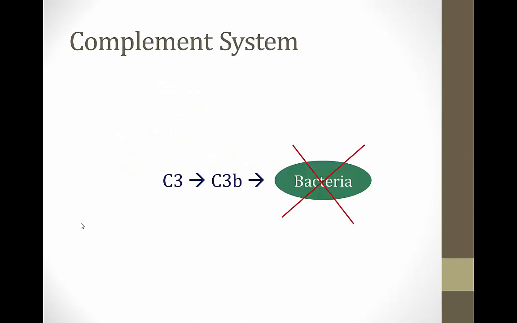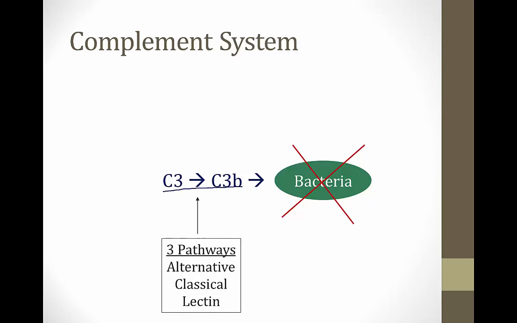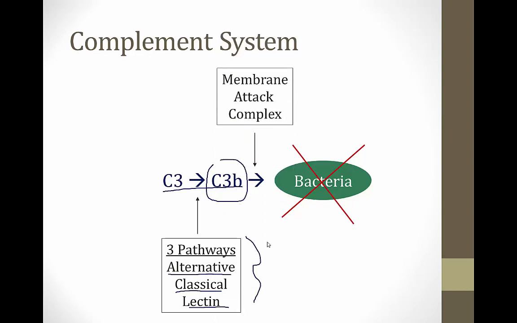The complement system can be hard to remember and even to understand as a medical student. My suggestion for the way to do this is to think of the entire complement system as the conversion of C3 to C3b and then C3b leading to the destruction of bacteria. As we will see, there are three different pathways by which C3 can be converted to C3b. One is called the alternative pathway, the other is the classical, and the other is the lectin. Once stable C3b is formed by any one of these three pathways, the next steps in complement activation are all the same. They involve formation of something called the membrane attack complex, which leads to bacterial cell death.